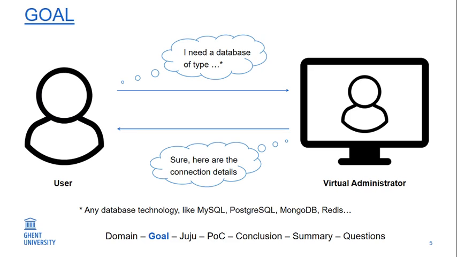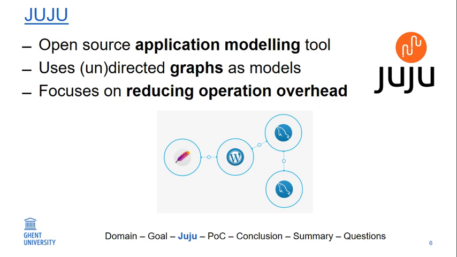So if a user requests, "I need a database of type X," and it can be whatever, then the virtual administrator should respond, "Sure, I did it, I configured it, and here are the connection details." And whether it was a MySQL, a Postgres, a Mongo, or something else, that shouldn't matter, right? The user would end up with the exact same information as if it had been a physical system administrator. So that's mainly the goal. How did we do it?